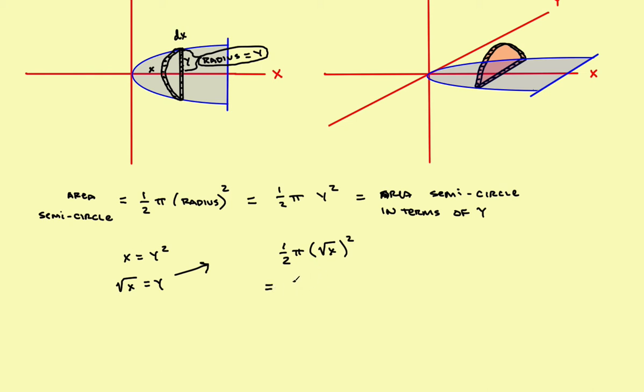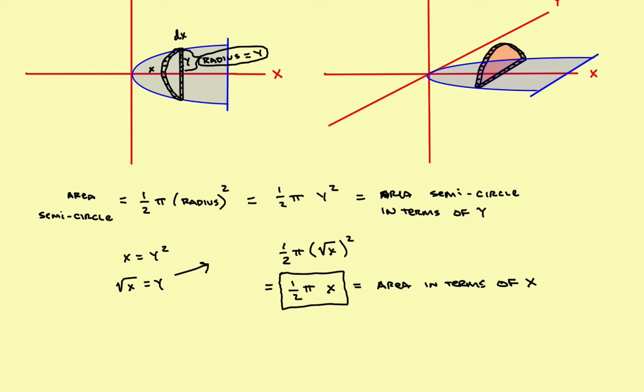Okay, so what that gives you is 1/2 pi, and the square and the square root cancel out, which just leaves you with an x. And this is going to be the area of that semicircle in terms of x. And that's important because to evaluate the integral in terms of x, everything has to be in terms of x. So we'll put a little box around this. This is the area of that semicircular section right there.